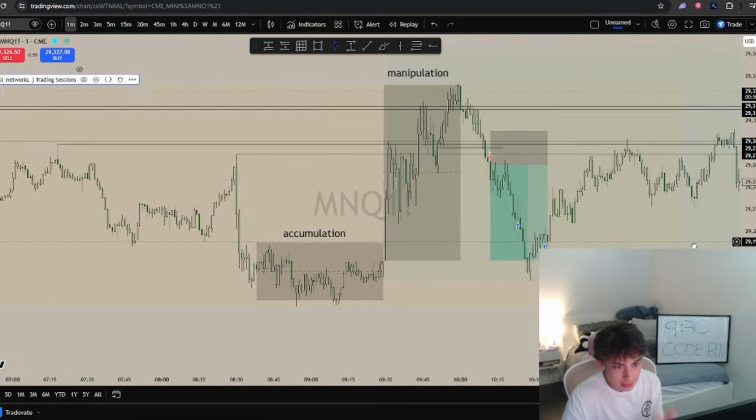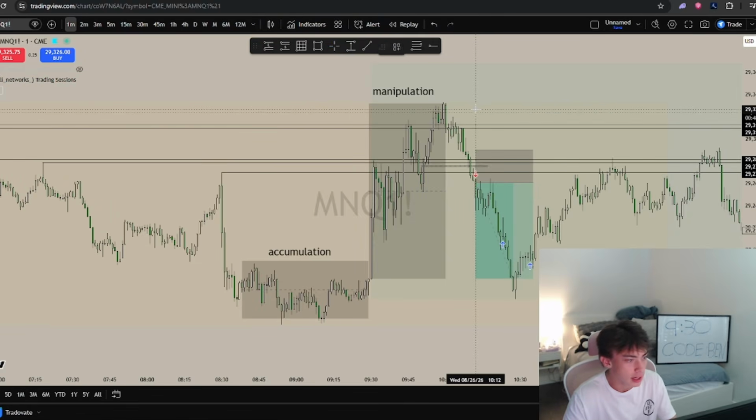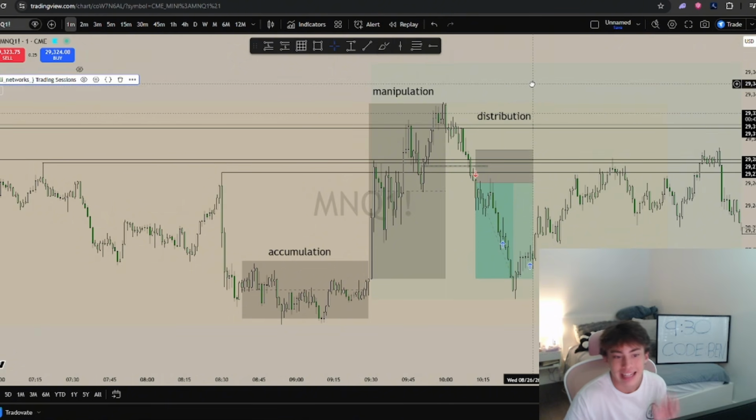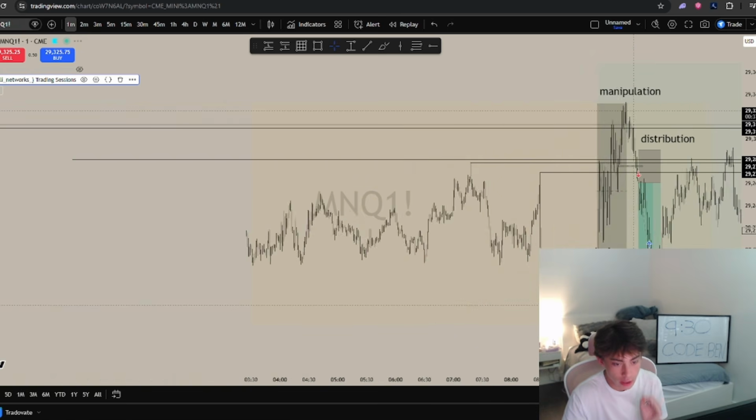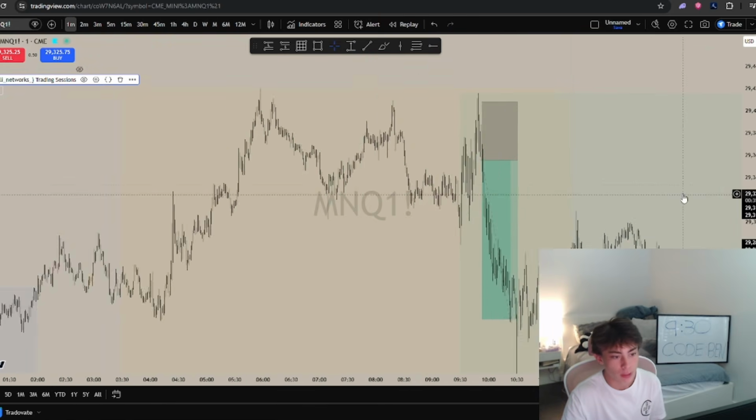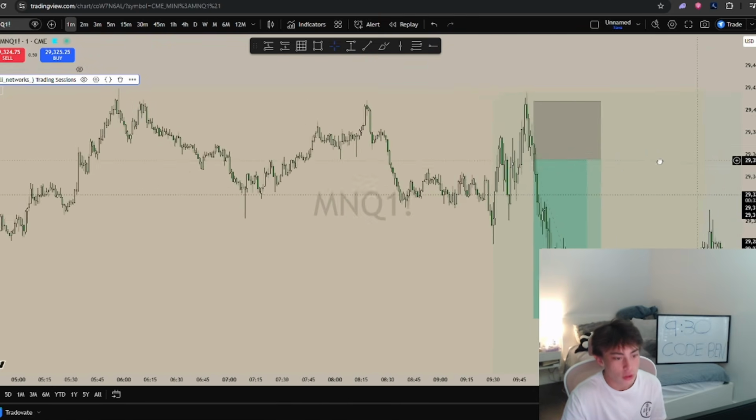So that is literally how simple it is to see an accumulation, manipulation, distribution leg on the charts at 9:30. And this happens almost every single day, and I'm going to show you guys another example, which was yesterday's price action, pretty much the same exact trade.